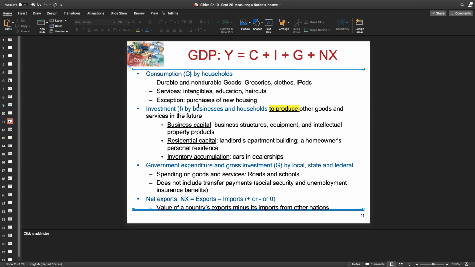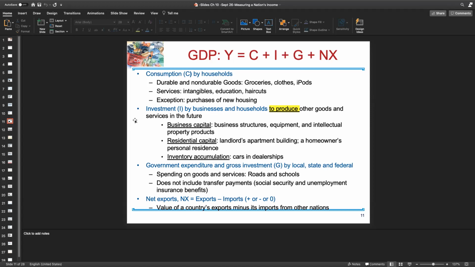The exception would be purchases of new housing. Why? Because that is considered a kind of investment. So consumption is all the durable and non-durable goods and services, including the car here, but not the houses. Investment is expenditure by businesses and households to produce other goods and services. One example would be housing.